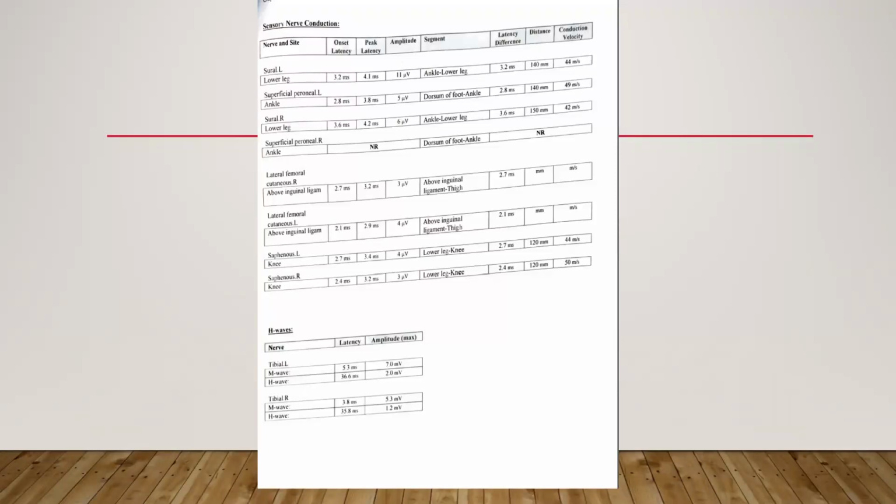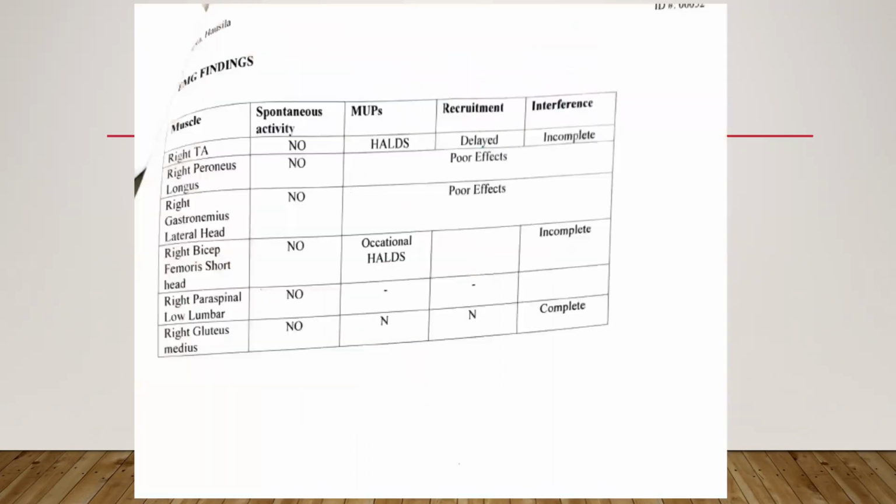Peroneal neuropathy, whether it is at the level of the fibular neck, or a fascicular division of the common peroneal nerve involved at the popliteal fossa, we don't know. So we'll have to do the needling.